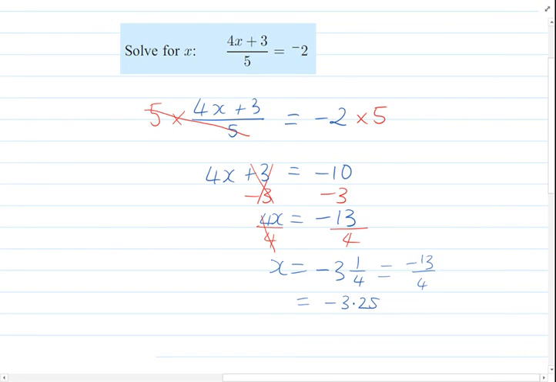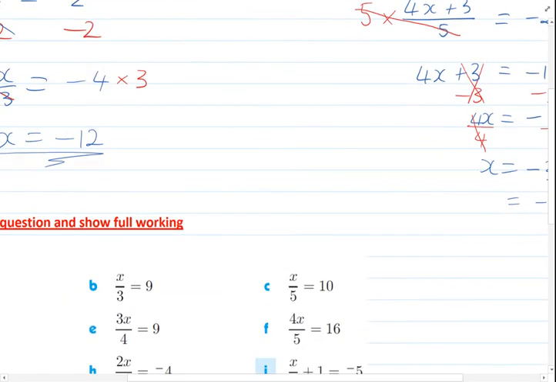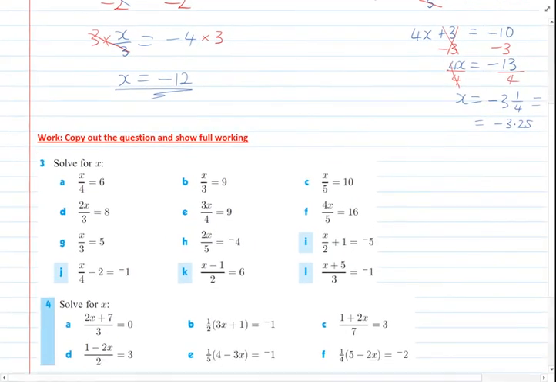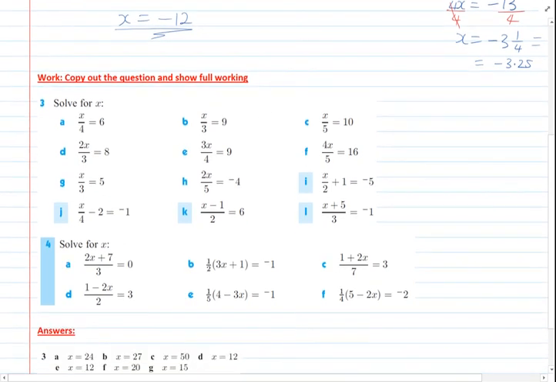Alright, so full working, make sure that you've got a line for each new equation and so on, and your questions are down here. Like always, do them all. If these are easy, then they won't take you a long time, but I do want you to do them and show your full working, please.